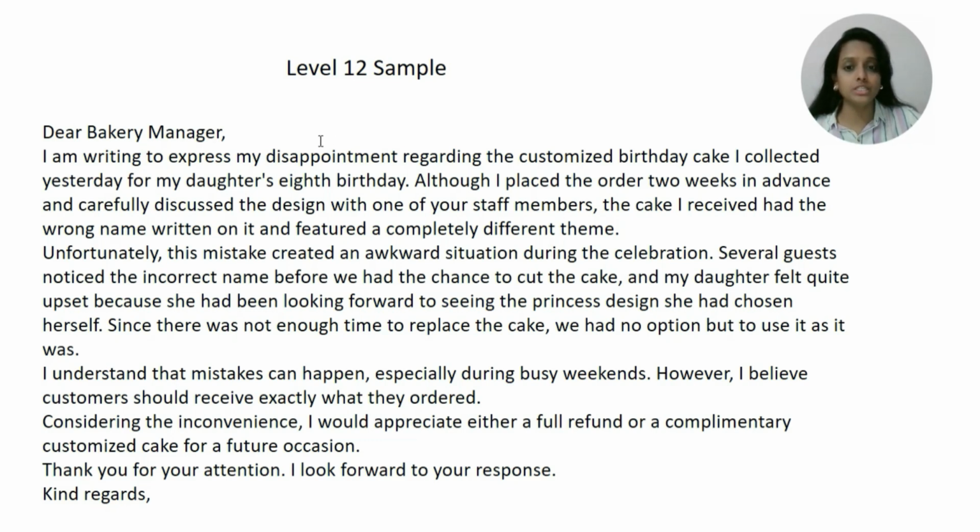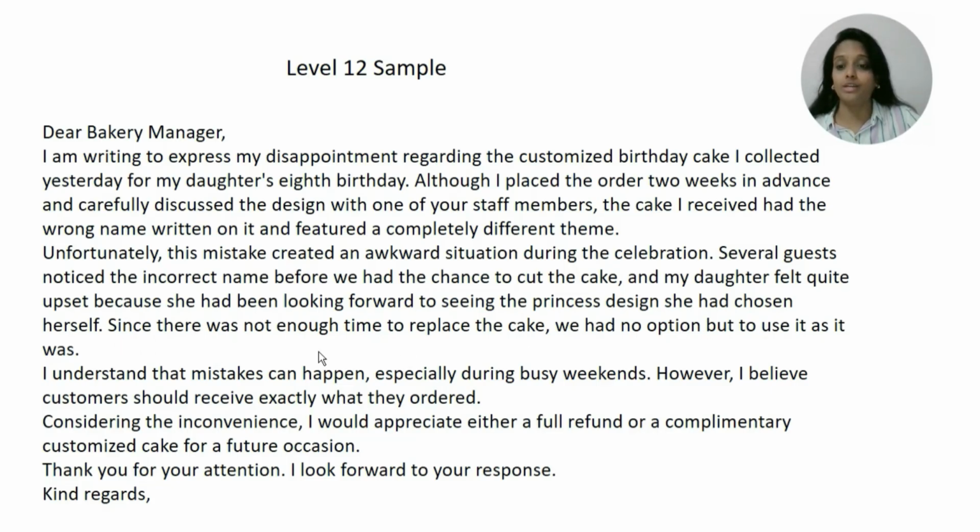I'm writing to express my disappointment regarding the customized birthday cake I collected yesterday for my daughter's 8th birthday. Although I placed the order 2 weeks in advance and carefully discussed the design with one of your staff members, the cake I received had the wrong name written on it and featured a completely different theme. Unfortunately, this mistake created an awkward situation during the celebration. Several guests noticed the incorrect name before we had the chance to cut the cake.